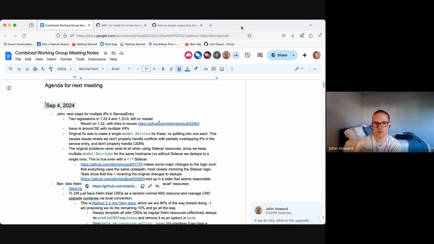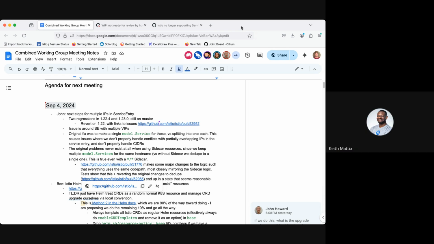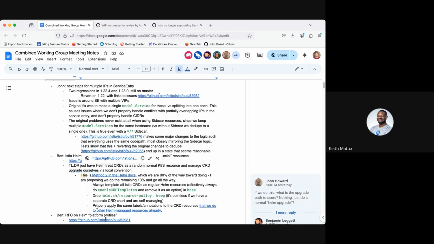But without the sidecar, we would have filtered them out. So there's only one. Okay. So I recall briefly some of this logic. Okay, so for my sake, can you reiterate the benefits of having lists of services with the same host name, whereas before we filtered them out?